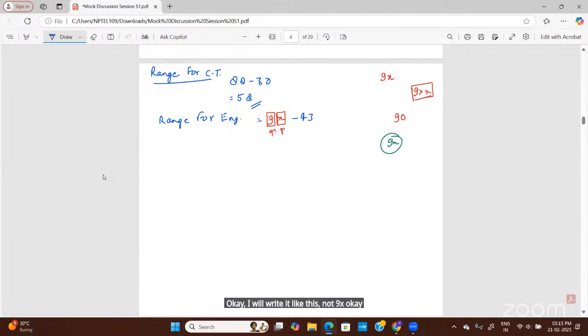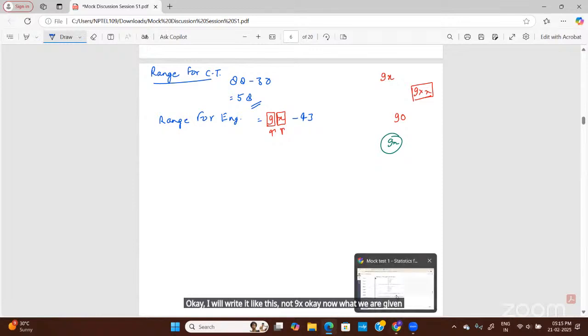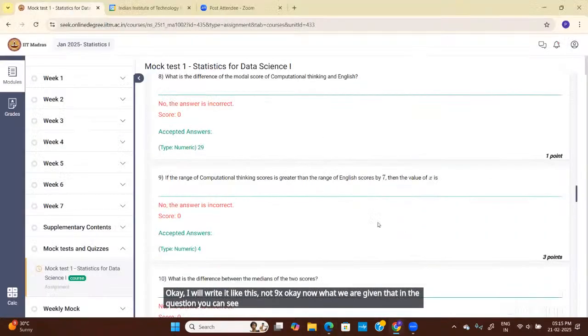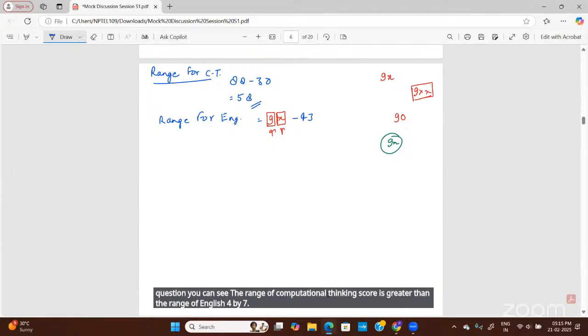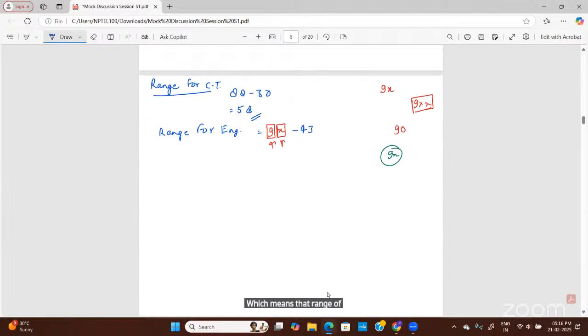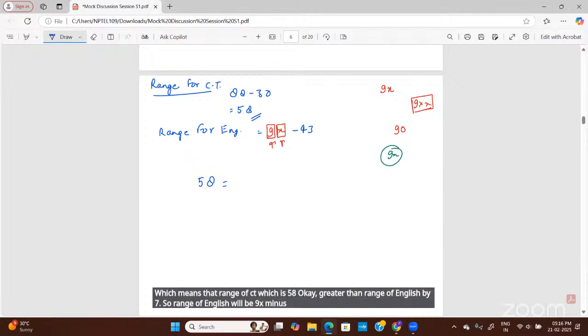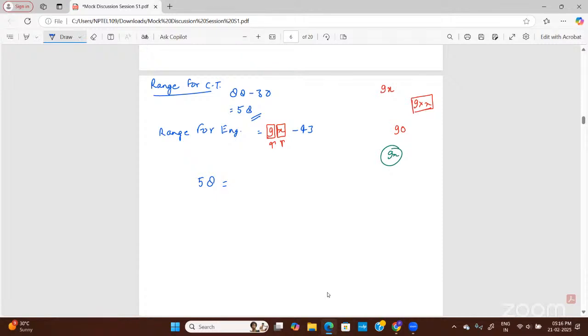Now what we are given in the question: the range of computational thinking is greater than the range of English by 7, which means that the range of CT, which is 58, is greater than the range of English by 7. So the range of English will be 9x minus 43. Let me write it in this way only: 9x minus 43, plus 7. Is this clear? Yes, ma'am.